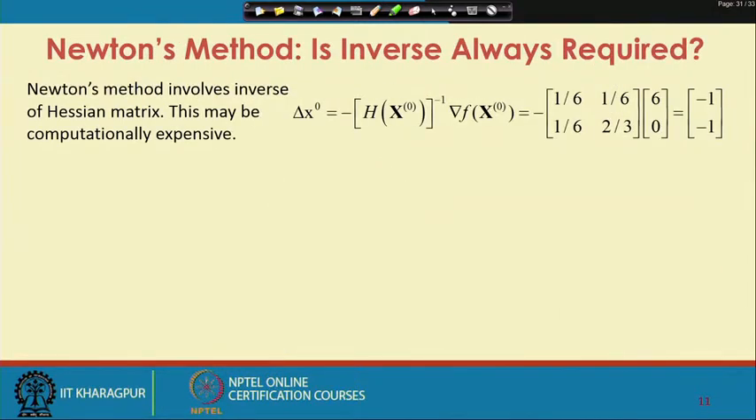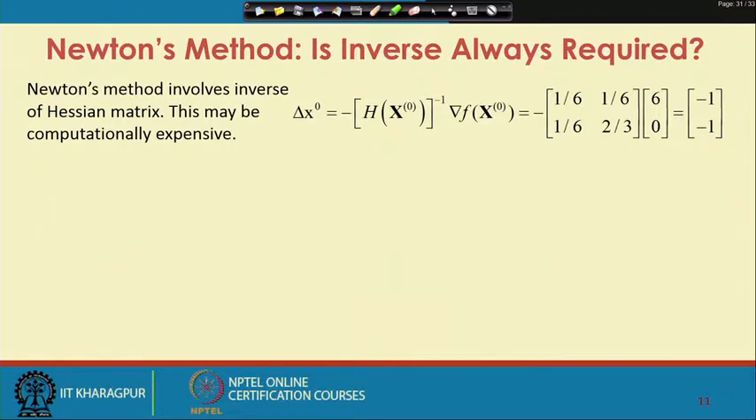Now, we have seen that the inverse of Hessian is required, but is the inverse always required? Newton's method involves the inverse of the Hessian matrix, and this may be computationally expensive.